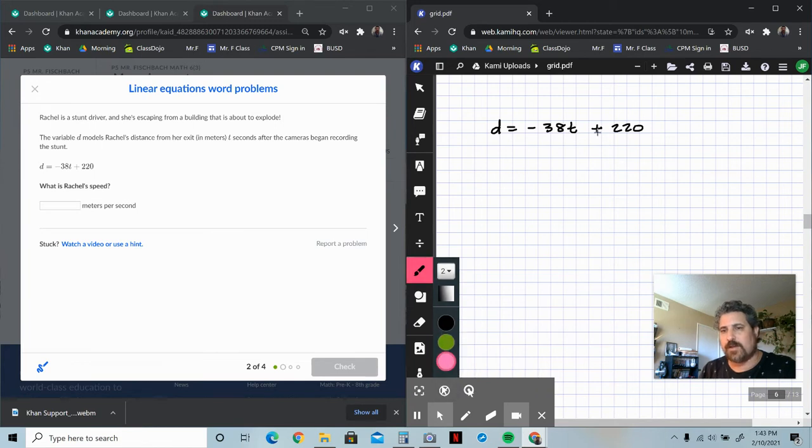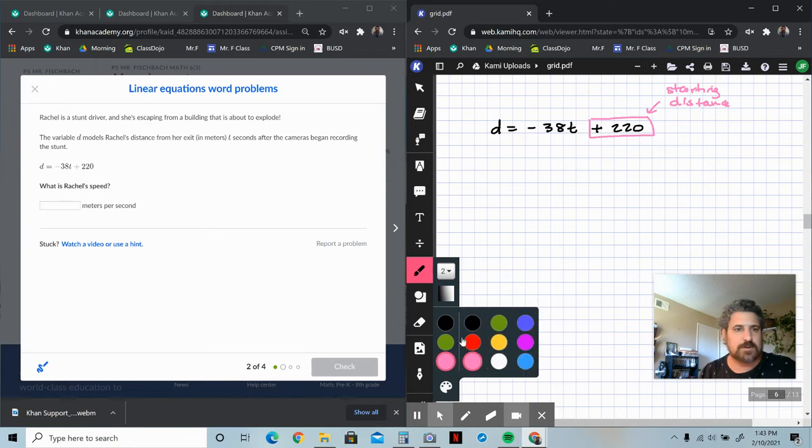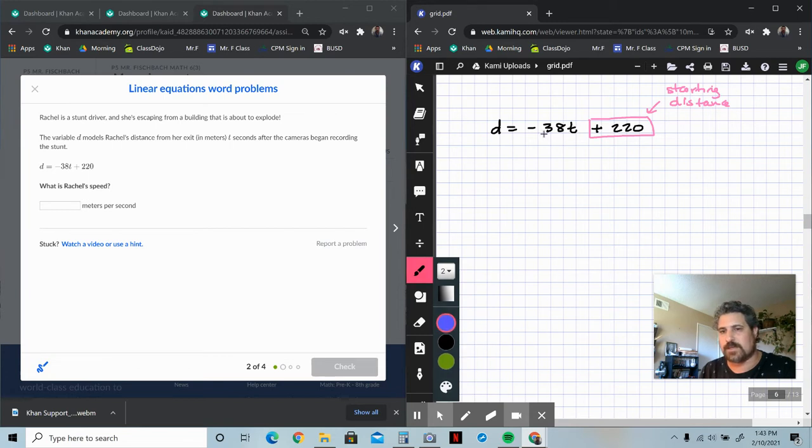So this starting value here, the y-intercept, is going to be basically how far she is from the exit, right? So that's basically the starting distance, right? So you can think of that as the starting distance to the exit. All right, and then every period of time, which in this case happens to be seconds, I believe. Yep. So every period of time, she's basically reducing that distance by 38 units of distance. Meters, I guess, is what it is.